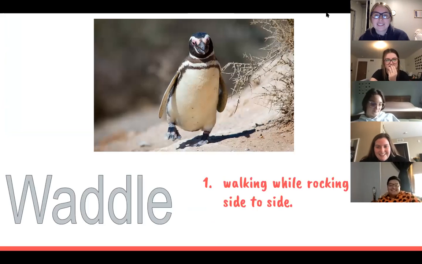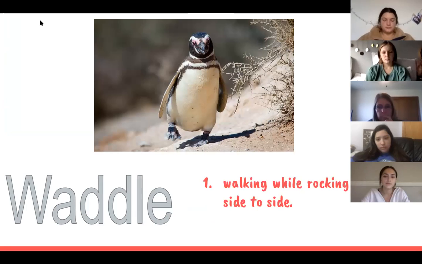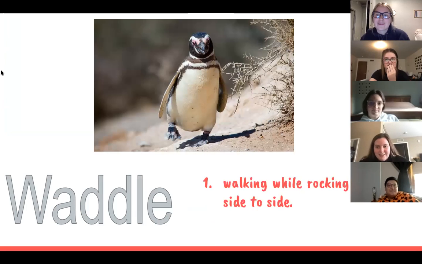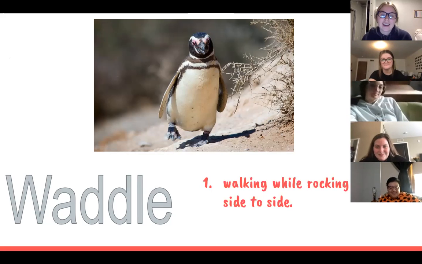So has anyone ever seen someone or an animal waddle before? What animal have you seen waddle before? When my dog was pregnant, she waddled. Oh my goodness. Was it funny? It was. Her stomach like hung to the floor. Oh my God. Oh, that's funny. So these are all vocabulary words that we're going to see in our book today.